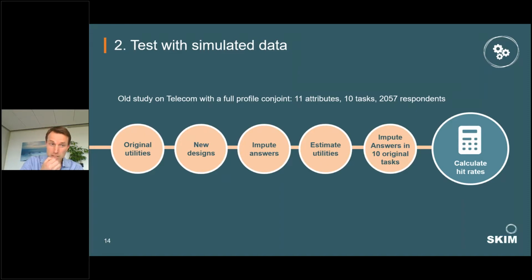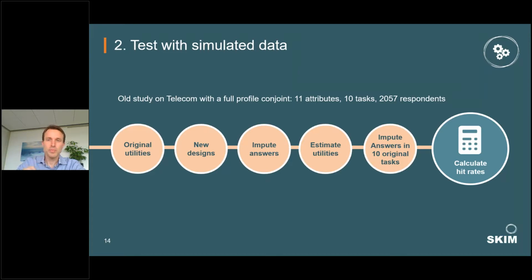And for that, we're going to take the original utilities that we calculated based on the answers of those respondents. We're going to create new statistical designs that we will let a respondent through. The utilities of a respondent represent that respondent. We let them through a new design. We impute the answers for them, so we calculate what they would have answered. We're going to estimate the utilities again, so we get new utilities from these respondents where we already calculated utilities for.